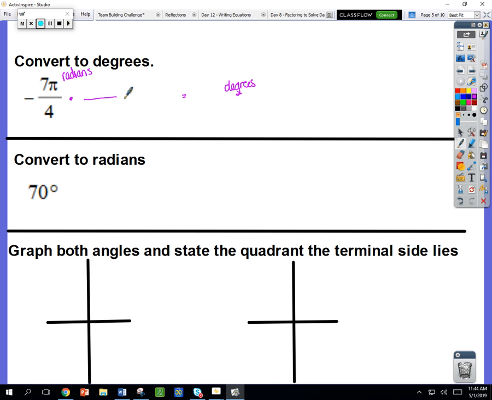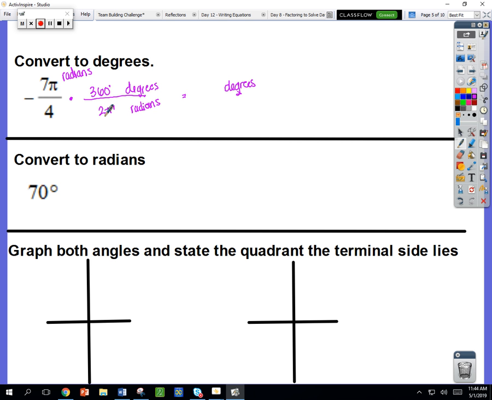So remember, I want to get rid of the radians. So I want those to be on the bottom, and I want to end up with degrees, so I want those to be on the top. And I know that there are 360 degrees in every circle. There are also 2 pi radians in every circle. So that's proportional. So now I'm just going to multiply straight across.